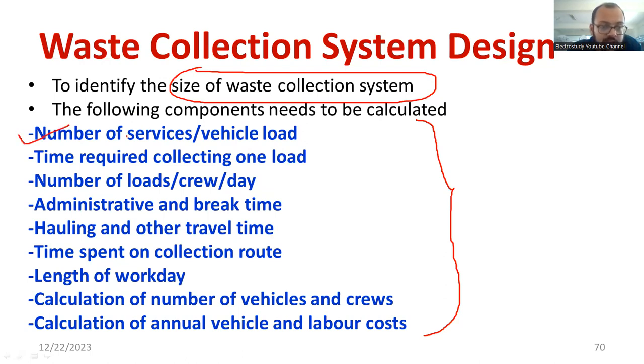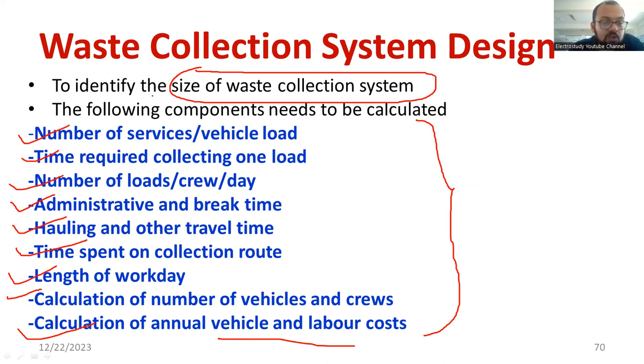What are they? Number of services or vehicle loads required, time required for collecting one load, the number of loads or number of crew or number of days required for doing the waste collection, then administrative and break time, because an administrative office will work apart from the waste management system. Hauling and traveling time. Time spent on the collection route. The length of the workday, what is the duration, and how long the transfer station is going to be operated. Then how long the collection system will be active. Calculation of the number of vehicles and crews. Calculation of annual vehicle and labor cost. These are the major parameters we need to consider if we want to design an optimum waste collection system.